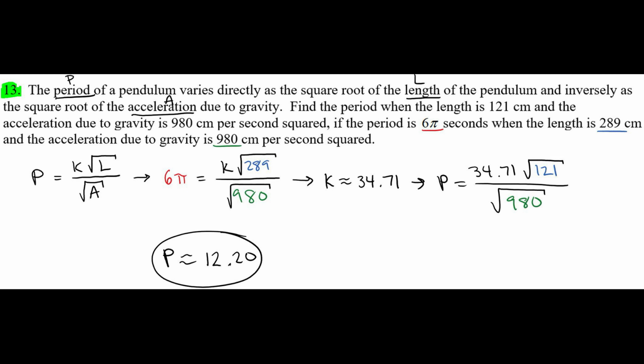Well, if you plug this into a calculator, do all the division, move everything to one side, you find out that k eventually equals 34.71, and it's about equal to that. I chopped some stuff off there. So then it says, okay, figure out what the period is when you got 121 for the length and acceleration due to gravity is still 980. So you plug that in with your new k, and you end up with the period being about 12.2. And I guess that's in seconds because that's what it was before. So I didn't write my units there. I should have, but it's 12.2 seconds.